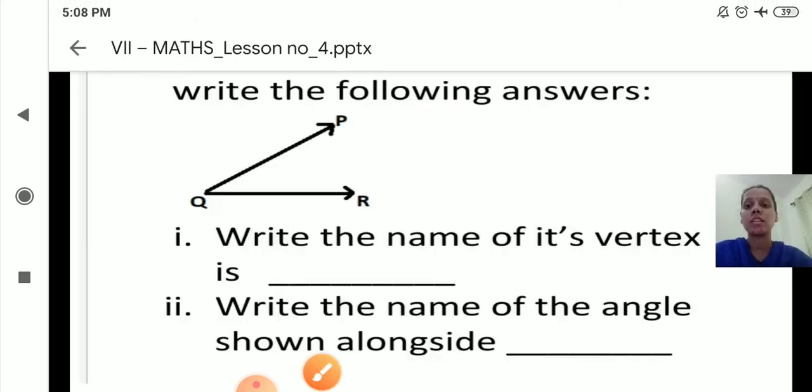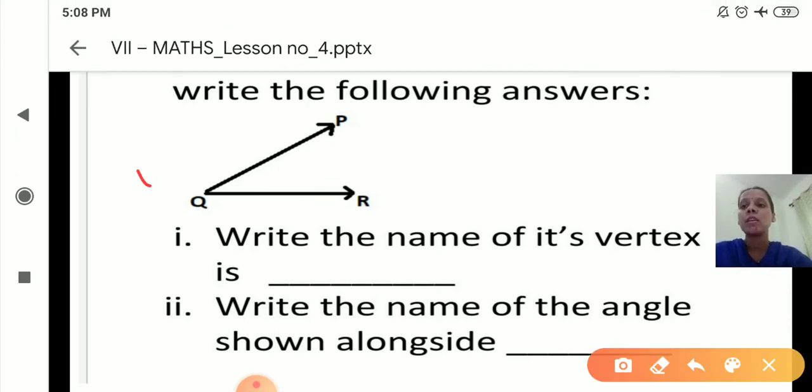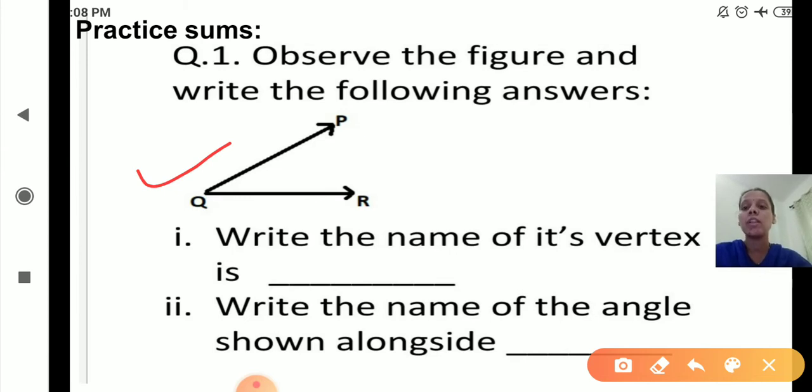Now the next concept is, okay, we'll see one practice sum. Based on this, observe the figure and write the following answers. You will observe this figure and write down the vertex. This is a practice sum. One angle is given, you will write the name of its vertex. But in the exam you will not write down anything. We will give the options. From those options you will click on the correct option. So now this sum you will solve in your notebook.